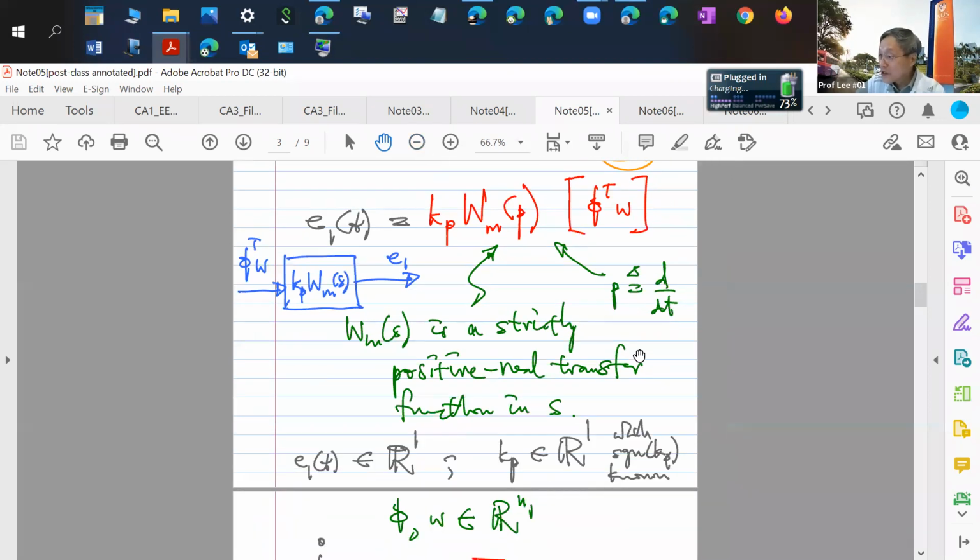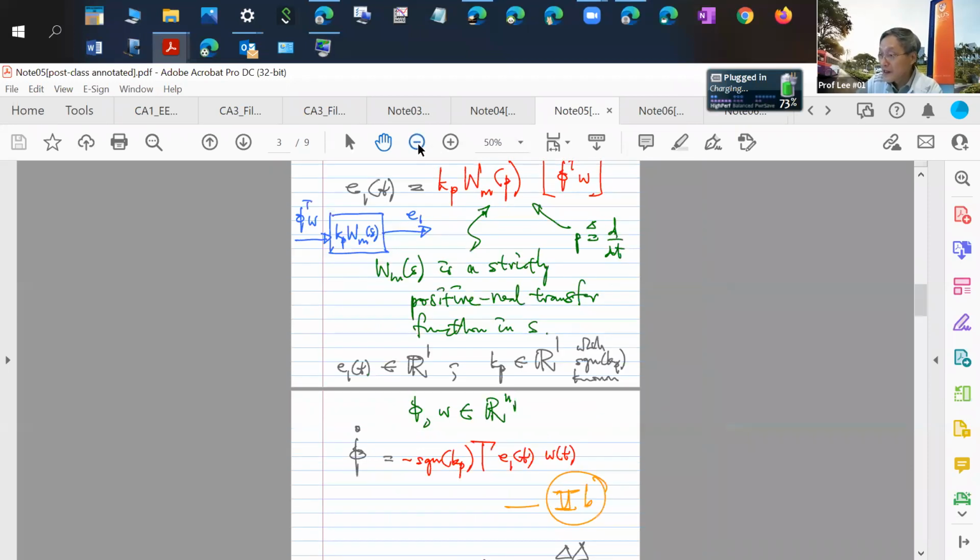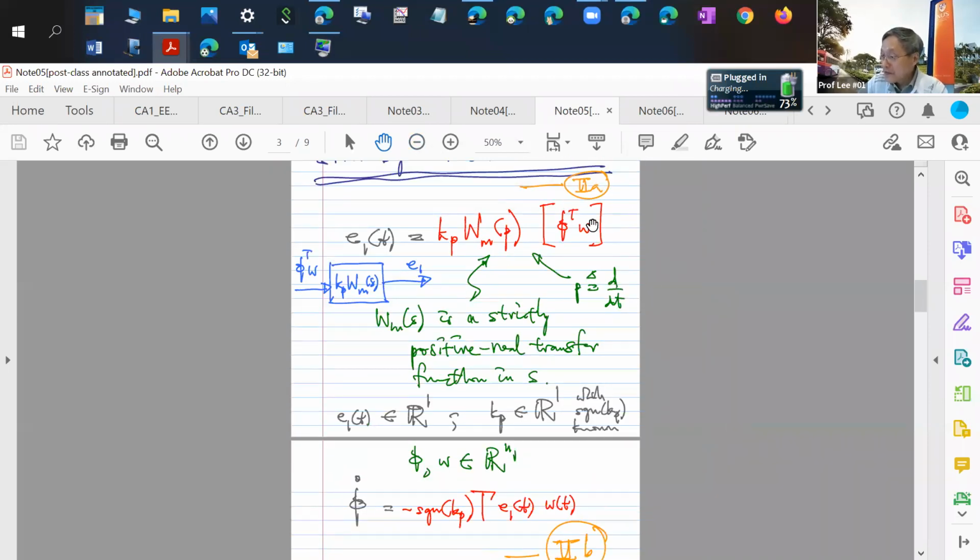The way to pair it was if you had a strict positive real transfer operator. Then what was happening was that if you had this kind of situation, this is how you would pair. And this was your CA1, adaptive control with full state variable measurable.